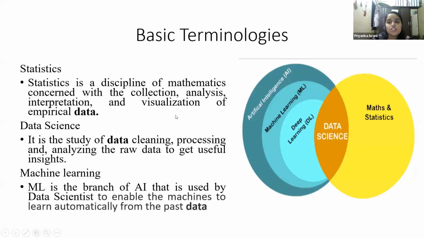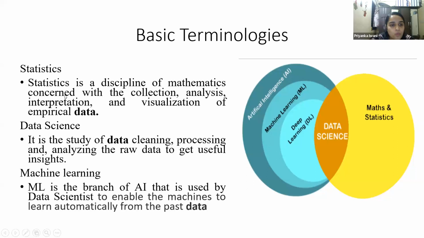Okay, so how are machine learning and data science different, because we have two different roles, machine learning engineer and data scientist. So what is the role of a data scientist? The role of a data scientist is data cleaning, pre-processing, and analyzing the raw data to get useful insights. Simply, data scientists take the raw data and convert it into useful, meaningful information.